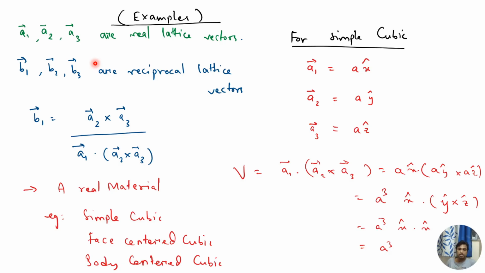Now let us take some examples and determine the reciprocal lattice vectors of some simple systems. Real material systems will have different crystal structures, but we'll look at 3 examples. One is simple cubic, one is face centered cubic, and one is body centered cubic. So let us just do that.